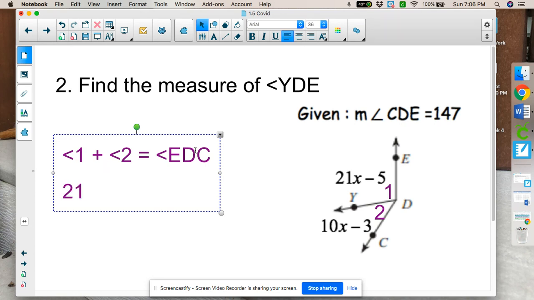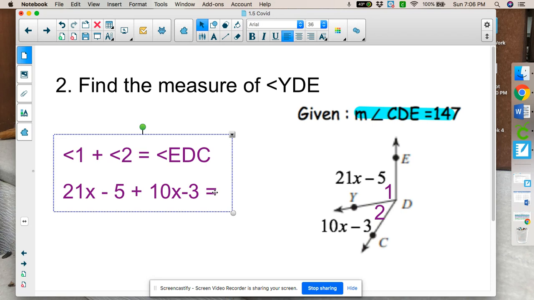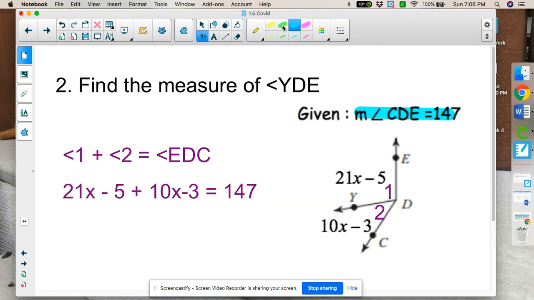So then if I go to plug in 21x minus 5 plus 10x minus 3, it's equal to the whole thing. And we have this given information up here that the whole thing is 147. Now, if you notice something, I worded the whole angle as EDC, but they worded it as CDE. It doesn't matter, remember, because the vertex is in the middle and a point on either side of the angle, on the left and the right. So these are two different ways to name the same angle.